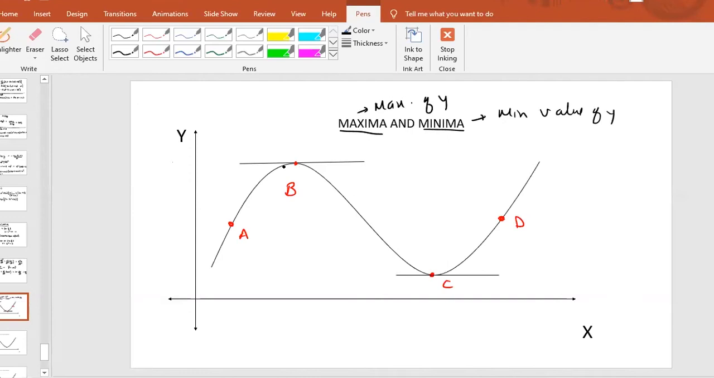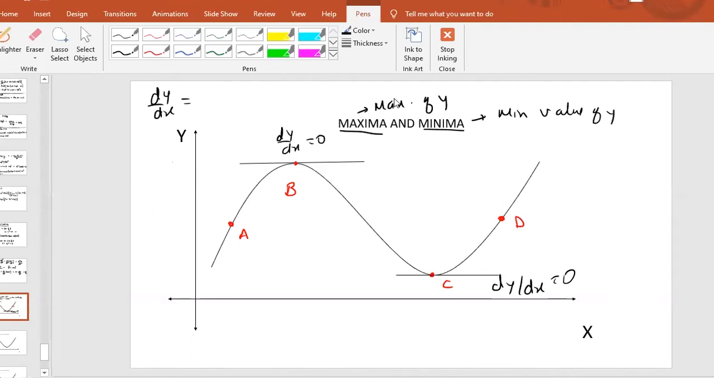Now, if I draw the straight line, you know what a derivative is. The derivative is the slope. dy by dx is the slope of y versus x. Now, what is the slope of a straight line that is touching B? That is 0. dy by dx is 0. And for point C, again dy by dx is 0. Understand? So what can we conclude from this concept?